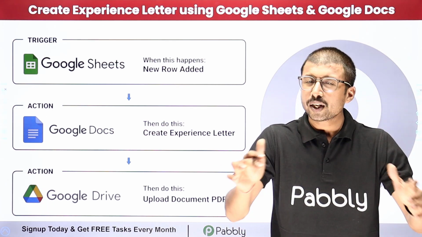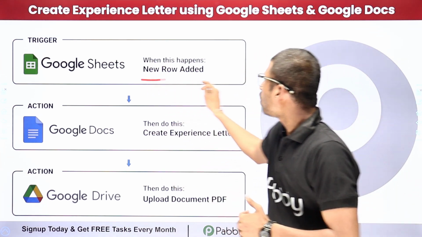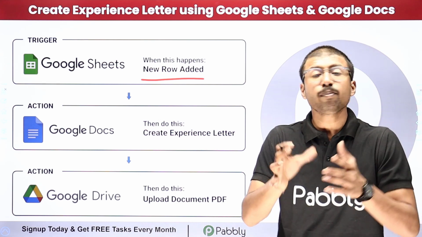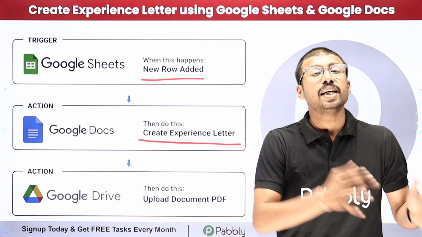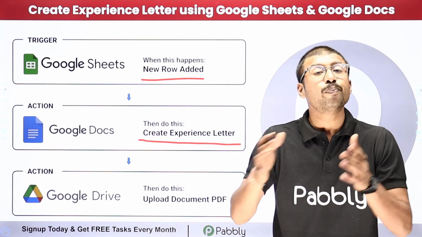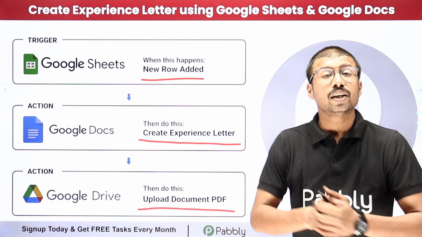So let me tell you, you can completely automate this process. In this automation, as a new row of data will be added with the employee details in our Google Sheet, automatically the same data will be sent to Google Docs, and using Google Doc template, we are going to create the experience letter. After creating the experience letter, we are going to upload the PDF file of the experience letter into a specific folder in our Google Drive as well.